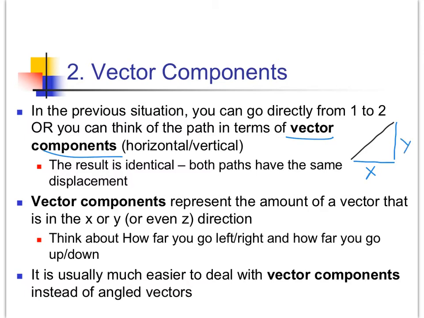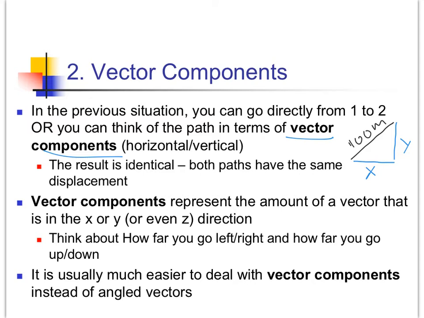And what that really does is it represents the amount of the vector that points in the x direction or the y direction. Okay, so let's say we walked a distance of 100 meters at this angle here. This x vector component tells us when we walk that 100 meters, how far did we go east, and how far did we go north in that period of time.